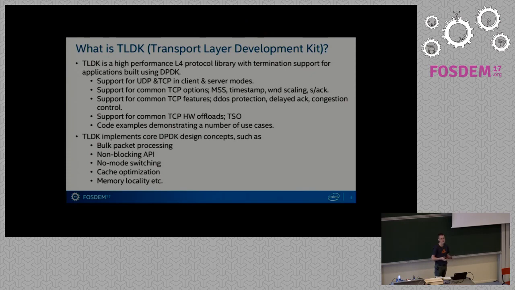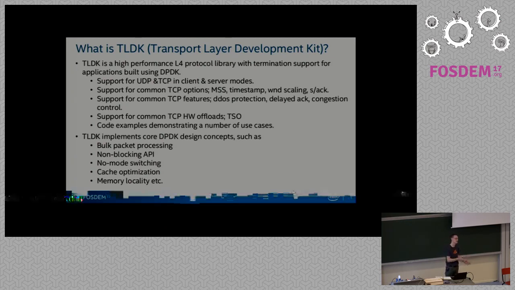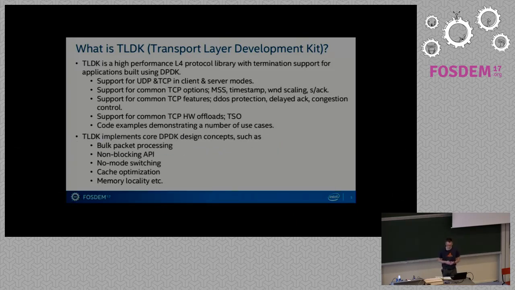That means that we're going to leave some stuff on the table, so you won't get the BSD socks compatible API, you won't get the same level of broad RFC compliance. But what you will get is the fastest possible TCP implementation that you can build on the general purpose CPU. And that's really what we're aiming to create.